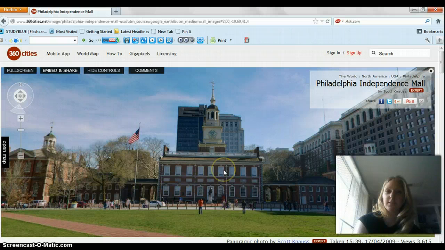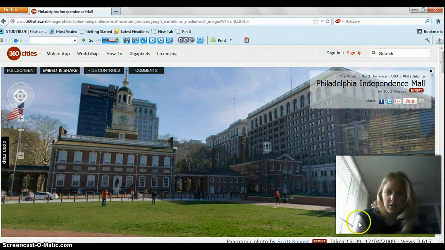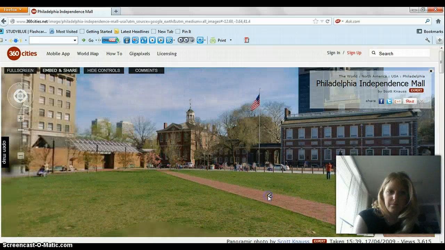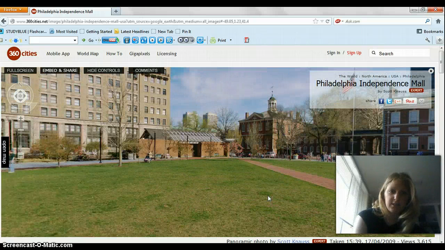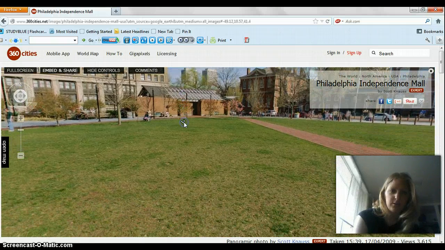Okay, so here is the front view of Independence Hall, where our Constitution was written in 1787. So let's go around. This is the main hall here. And as you can see, it's just a typical city all around.